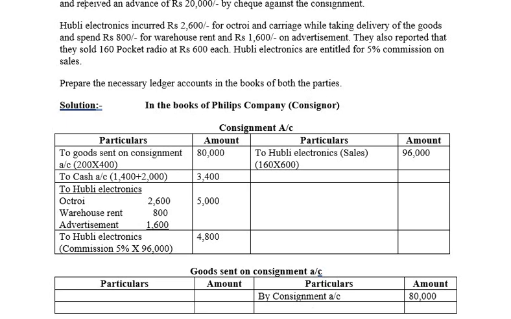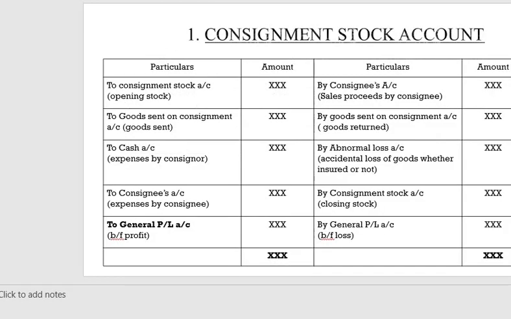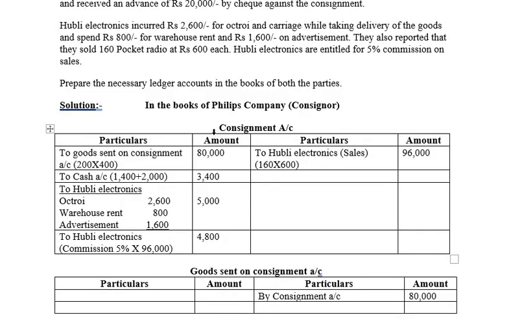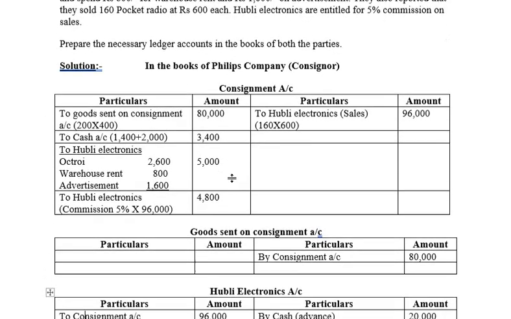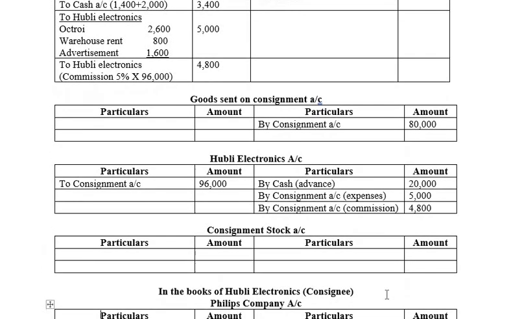How many accounts do we prepare in case of the consignor? We prepare four accounts, that is consignment account, goods sent account, consignee's account, and consignment stock account. So here I have prepared four accounts. First one is the consignment account, second is the goods sent on consignment account, third is Hubli Electronics account, and fourth one is the consignment stock account. This is in case of the consignor, that is the owner.